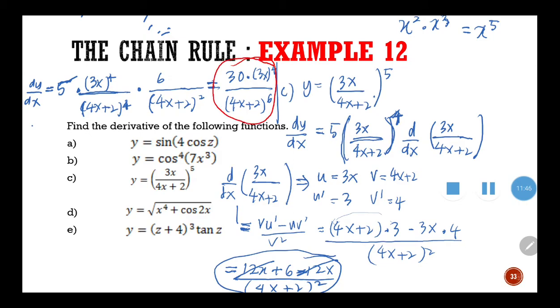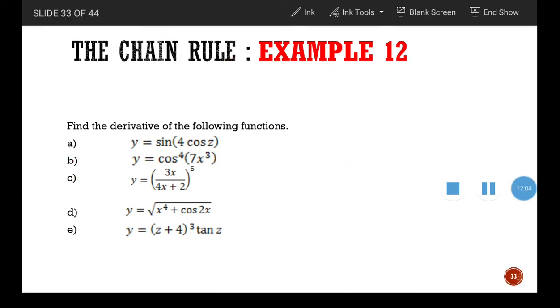Kalau you nak pecahkan 3 kuasa 4 tu, 27 darab dengan 30 pun boleh. Okay, so this is our final answer for example C. So we have solved A, B, C now. Okay, now we come to D.